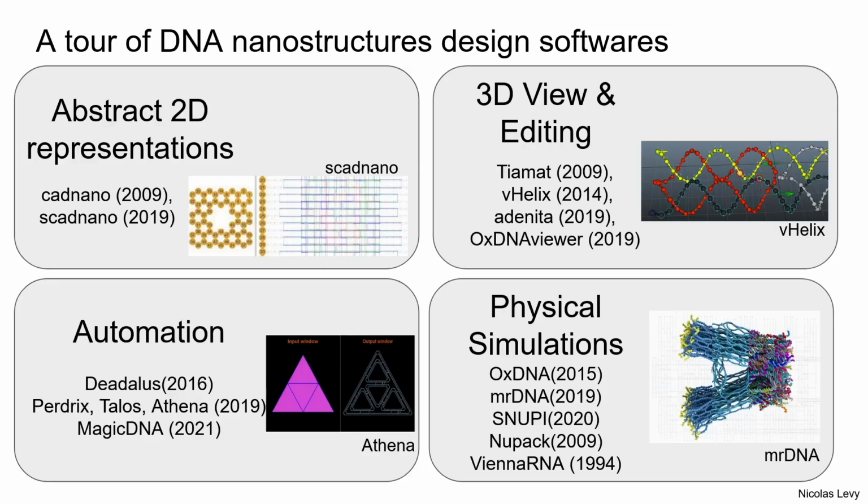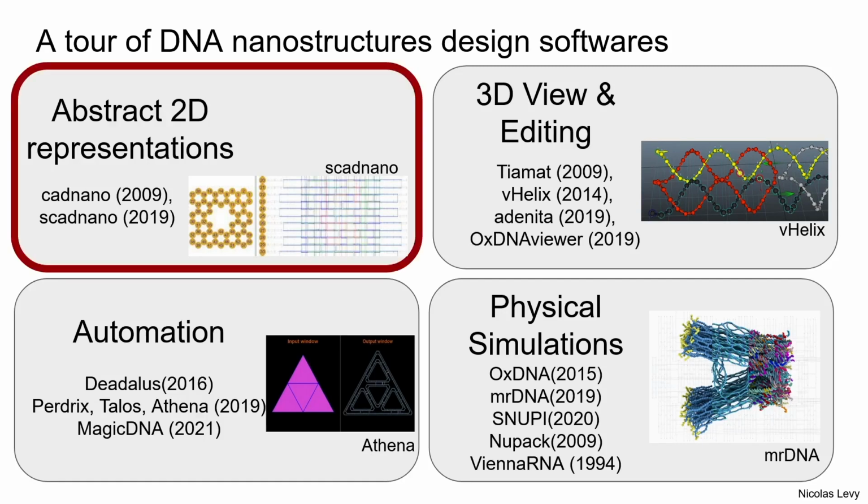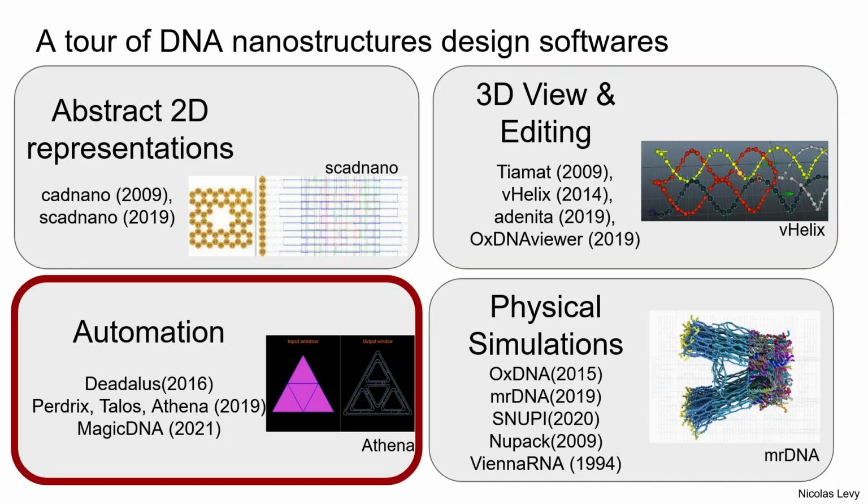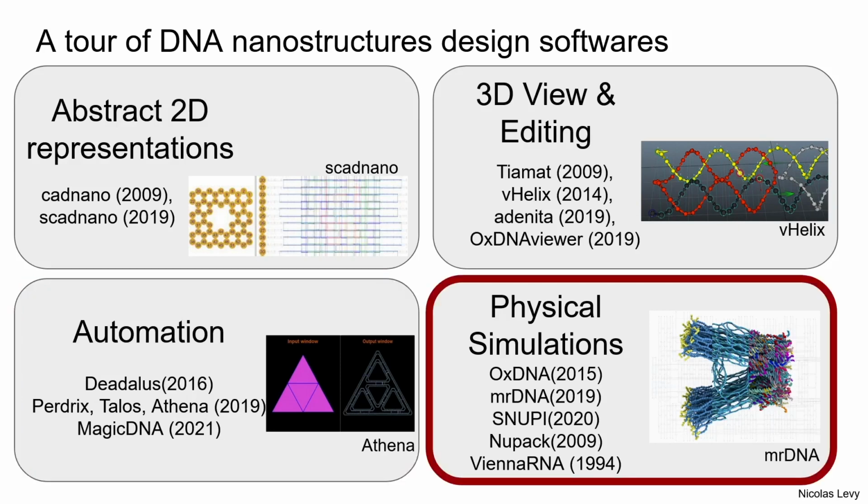Here is an overview of the currently available tools for designing DNA nanostructures. These softwares can be divided into 4 categories. The tools that provide a 2D interface and an abstract representation of the design, those that provide a 3D editable view of the design, the tools that handle automatically certain parts of the design process, and the softwares that provide thermodynamic analysis and molecular dynamic simulations.